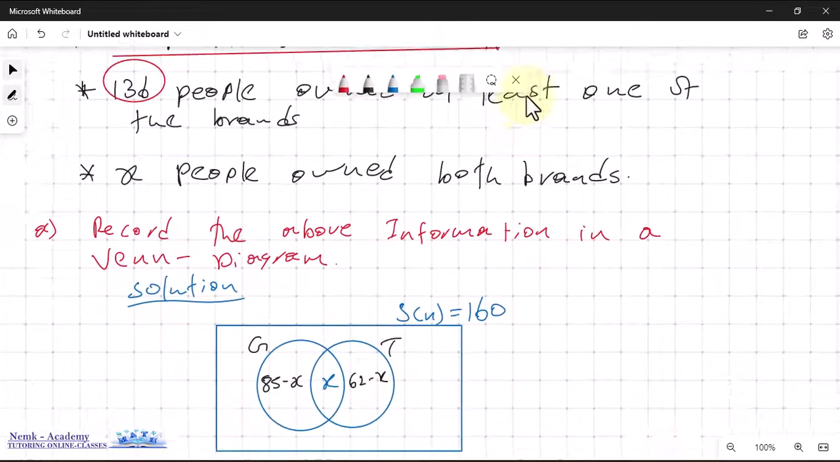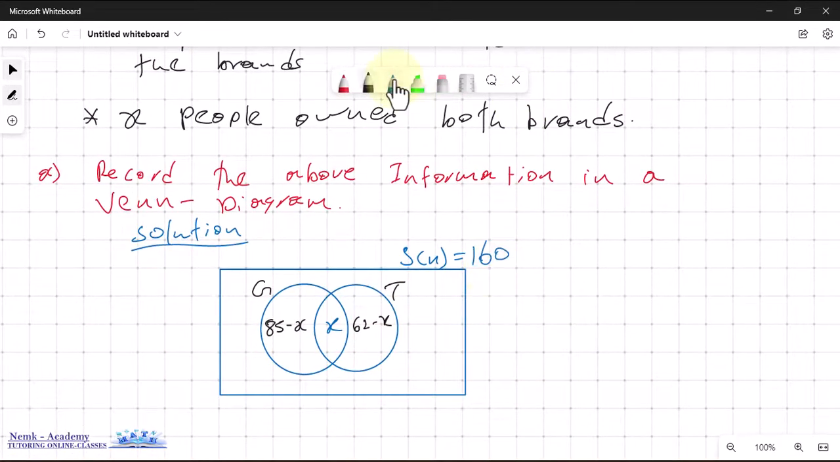How many people did we talk to? 160. It means then, out of this 160, we have a number of people who don't own Guess jeans or Triangle jeans, who must be put here. So what do we do to get that number? It's very easy. We say, okay, 160 minus 136. What do you get? 24. So there are 24 people who don't own Guess jeans or Triangle jeans.